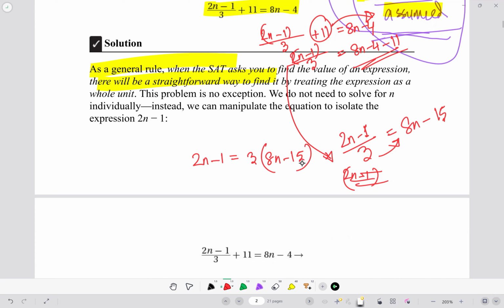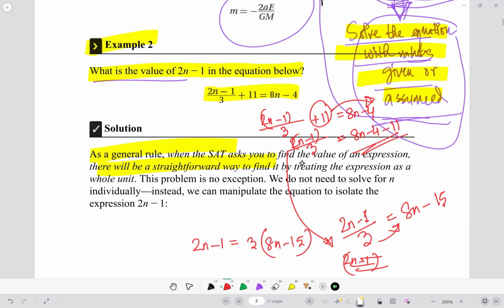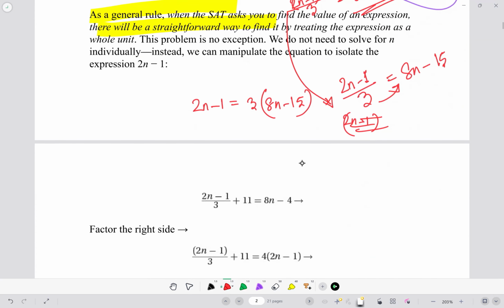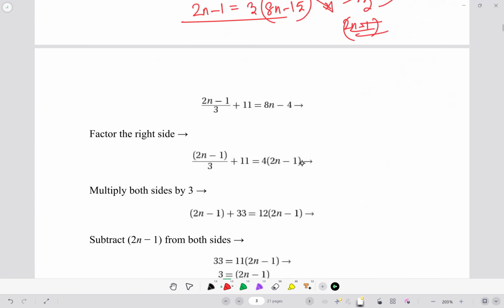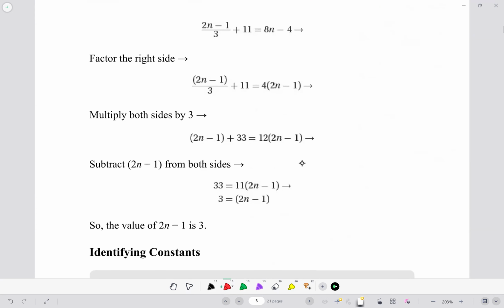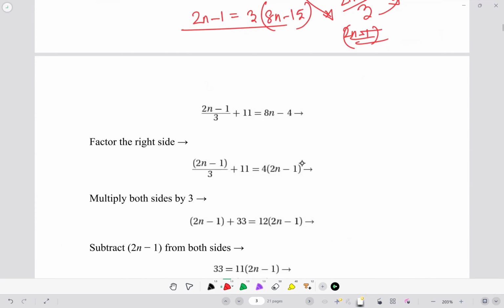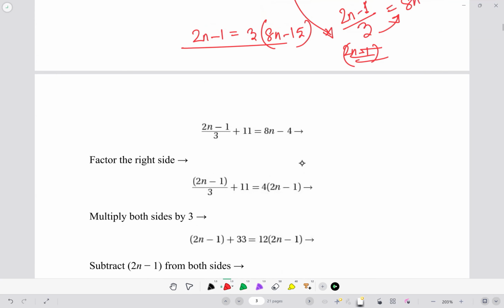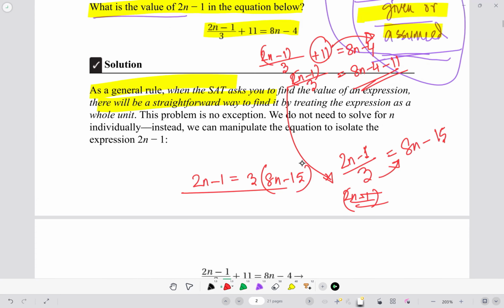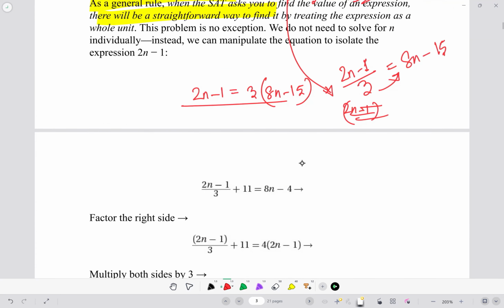And now I think we are just asked twice n minus 1. This is how things will look, maybe. Twice n minus 1 equals 3. How? I don't understand. Twice n minus 1 divided by 3 plus 11 equals 4. Multiply both sides by 3. Twice n minus 1 divided by 3 equals 8n minus 15.